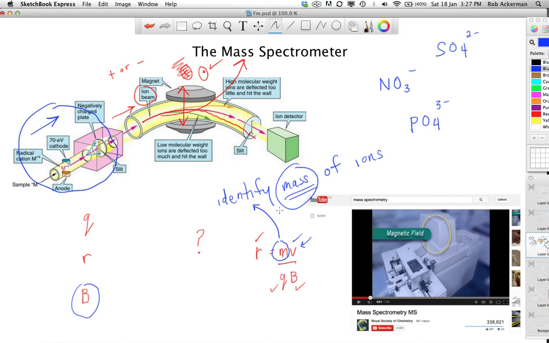By doing all of these calculations, we can identify the mass of the ions. We can identify what's in the sample. And this could involve, let's say, maybe you had a blood sample and you were trying to identify whether certain chemicals were in someone's blood. I imagine you could do this kind of investigation. If you really want to get a good idea of how this works, go to this YouTube video, mass spectrometry, MS, and watch what they do in here.